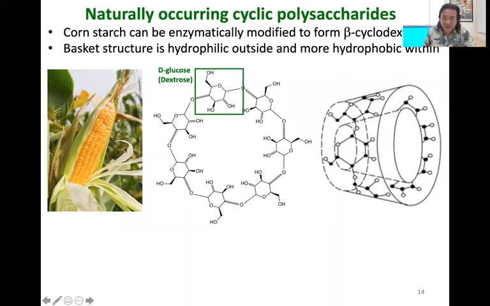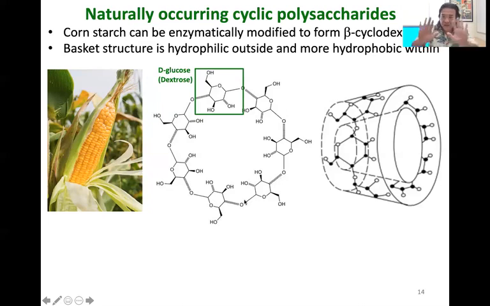In different types of plants, especially corn, that produce a lot of starch. Remember, starch is just a big chain of glucose molecules. Oftentimes, the starch from things like corn can be enzymatically modified to turn them into little rings, to make what we call a cyclodextrin, because individual glucose is also called dextrose. You might not have known that, but dextrose is the same thing as glucose. So here you have a ring of glucose. So this is a cyclodextrin.